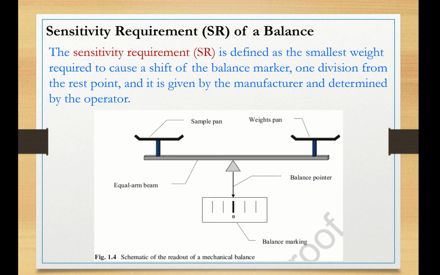Let us now refine the definition of SR as we previously defined it in lesson 1. Strictly speaking, SR is defined as the smallest weight required to cause a shift of the balance marker by one division from the zero position. This is the zero position. A shift of one division left or right, that's why plus or minus, for example, 6.